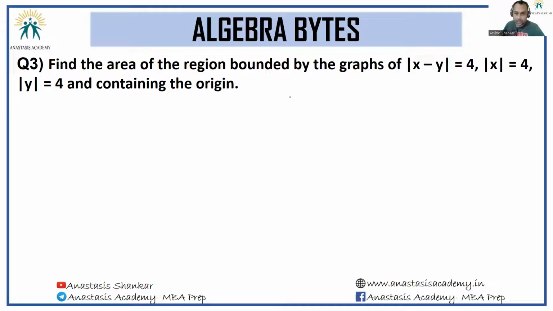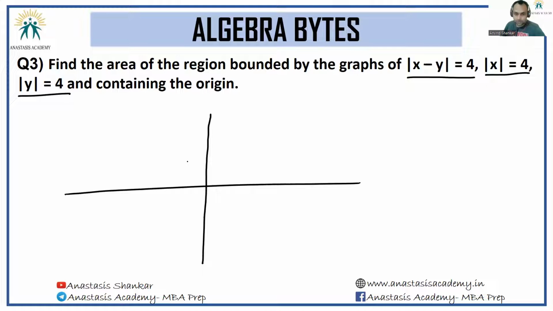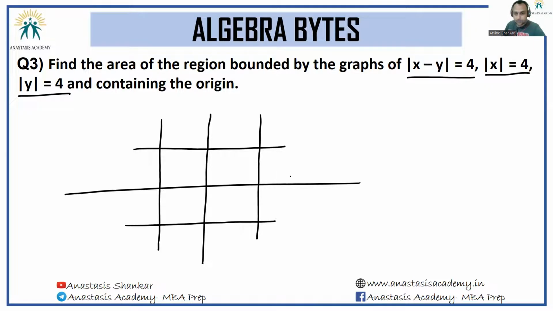Next, find the area of the region bounded by the graphs x minus y is equal to 4, mod x is equal to 4, mod y is equal to 4, containing the origin. Okay. Make a graph for this. Mod x equal to 4 would be given by these lines. Mod y equal to 4 will be given by these lines. Here we would have y equal to 4, y equal to minus 4, x equal to 4, and x equal to minus 4. These 2 lines are easy to make.